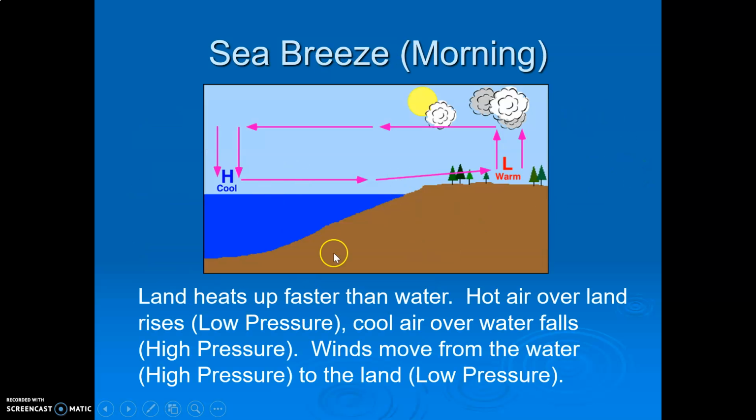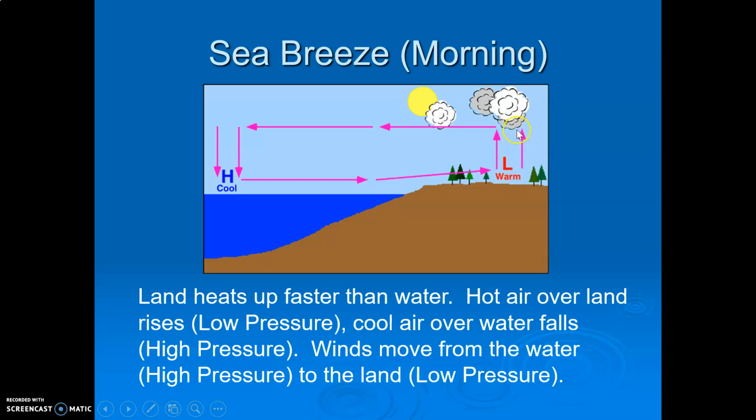So in the morning at the beach, this is the ocean, this is the land. The land is going to heat up much faster than water, and it heats up because of that solar radiation. We know that the sun heats this up much quicker. So eventually that land will heat up, and it's going to cause that warmth to rise up. When it does, it creates a low pressure system. We know that all heat rises, cool sinks, and so we get a convection current.